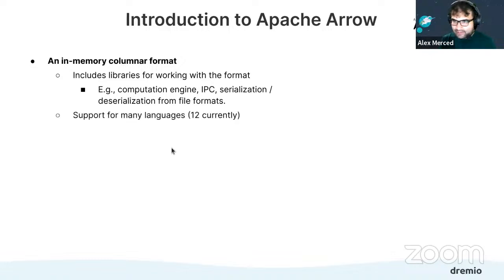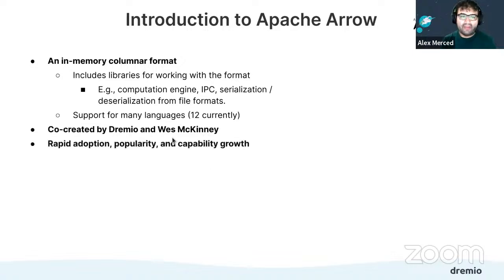And again, there's generally 12 languages so far, but more are being added all the time. So it makes it really easy, regardless of what language you're working in, to embrace Apache Arrow in your data-intensive projects if you're using columnar data. This was co-created by Dremio and Wes McKinney. And basically, there's been rapid adoption because it's definitely something that was needed.